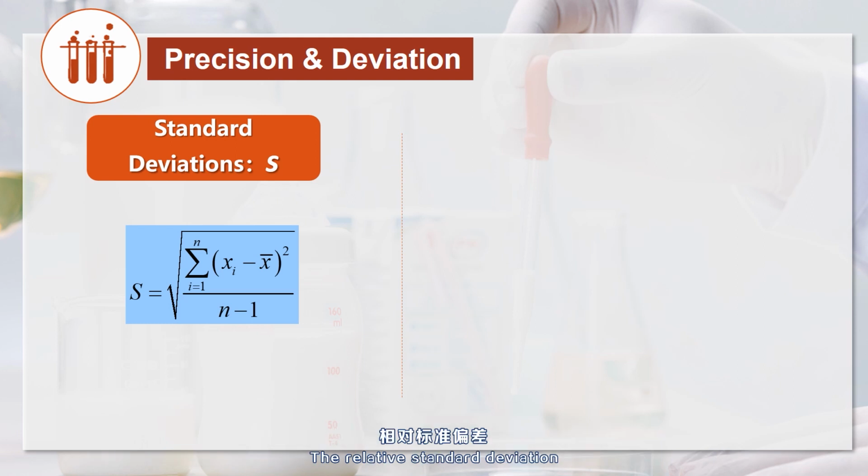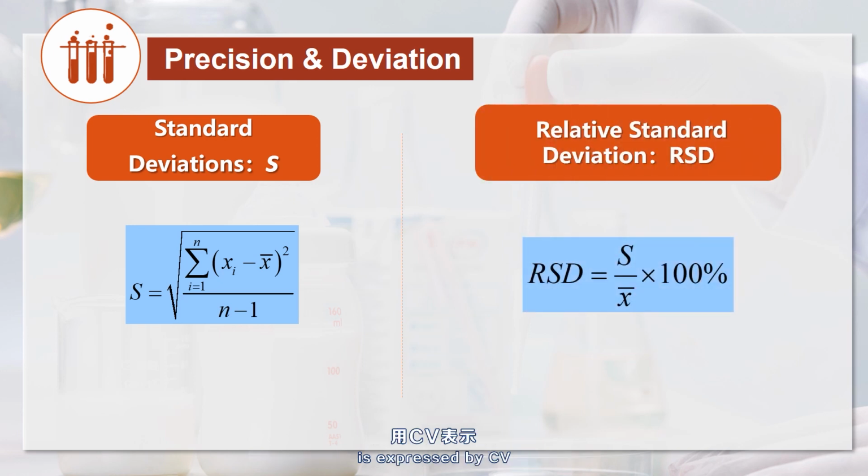The relative standard deviation, also known as the coefficient of variation, is expressed by CV, which is equal to the standard deviation divided by the average and multiplied by 100%.